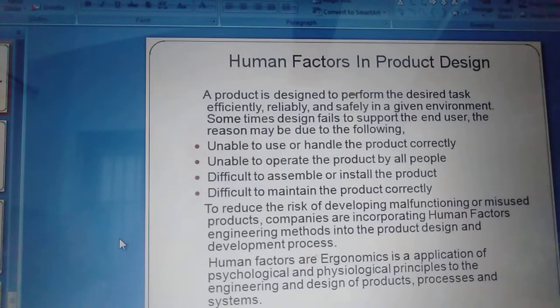See, actually, human factors is commonly referred to as ergonomics. Ergonomics is nothing but human comfort. So you can define it this way: ergonomics is the application of psychological and physiological principles to the engineering and design of products, processes and systems. The goal of human factors is to reduce human error and enhance safety and comfort, with the specific focus on the interaction between human and the product.